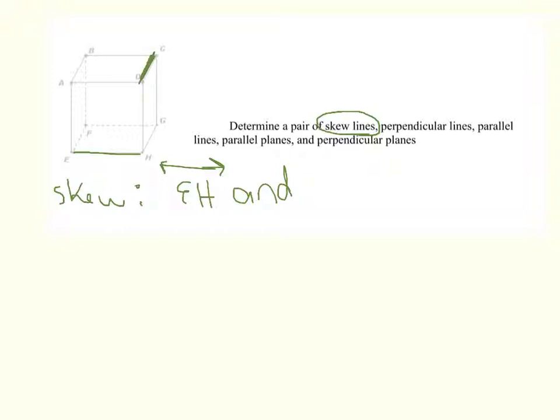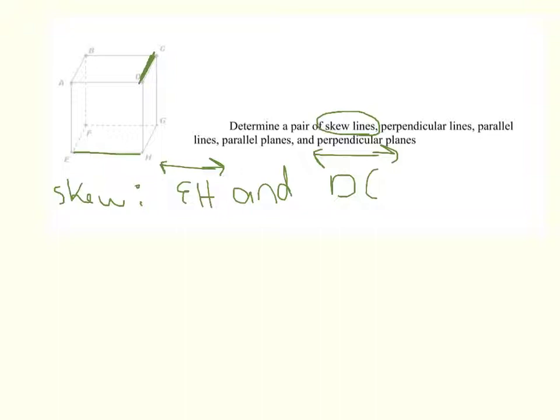In this problem, we need to identify a pair of skew lines, perpendicular lines, parallel planes, and perpendicular planes. Skew lines are lines that do not intersect but are not in the same plane. So they look like they're going different directions. If I picked EH for skew, I would want a line that is not parallel to it but also is not in the same plane. So one that's going a different direction but it's never going to intersect it. So I could pick DC up there at the top.